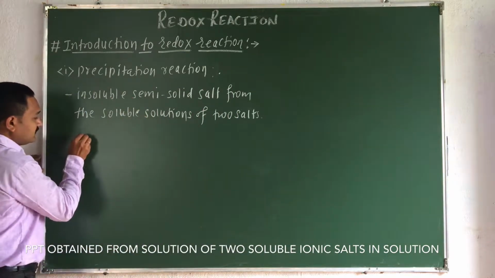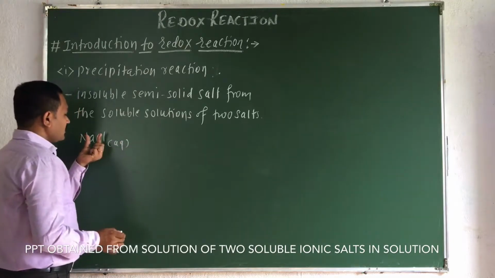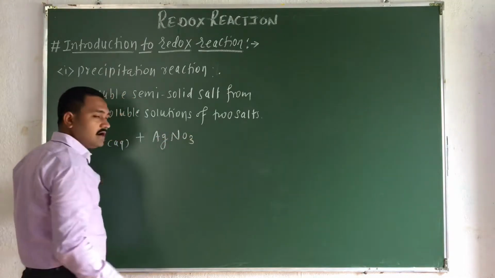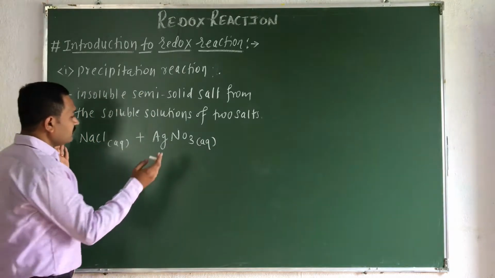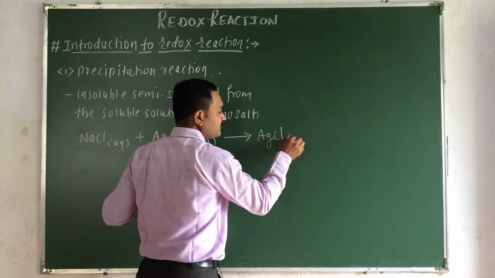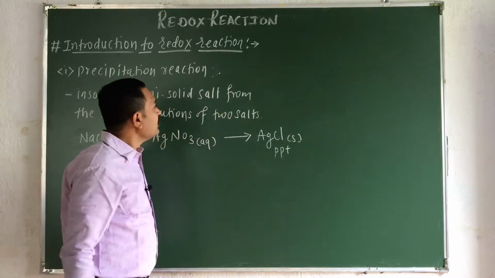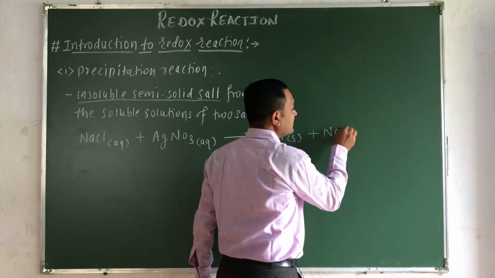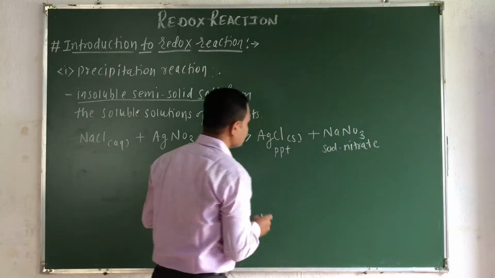For example, if I have taken the aqueous solution of NaCl, that is sodium chloride, that means NaCl is dissolved in the water, plus I have taken another salt, silver nitrate, and made an aqueous solution of this silver nitrate, and if I mix these two solutions with each other, there will be the formation of AgCl, which is generally known as a precipitate, in short form we write it as PPT, and that is nothing but our insoluble semi-solid salt, plus we get a byproduct, NaNO3, sodium nitrate. This is our byproduct. This is your silver chloride.